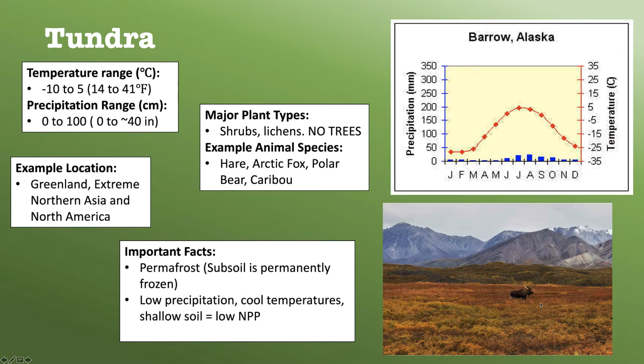Now, the reason why you don't see a lot of trees is because of something called permafrost. Below a couple of inches of soil, you have permanently frozen ground. And I'm not talking like slushy. I'm talking like rock hard. So you don't have roots penetrating into that. So that's why you don't have a lot of trees.